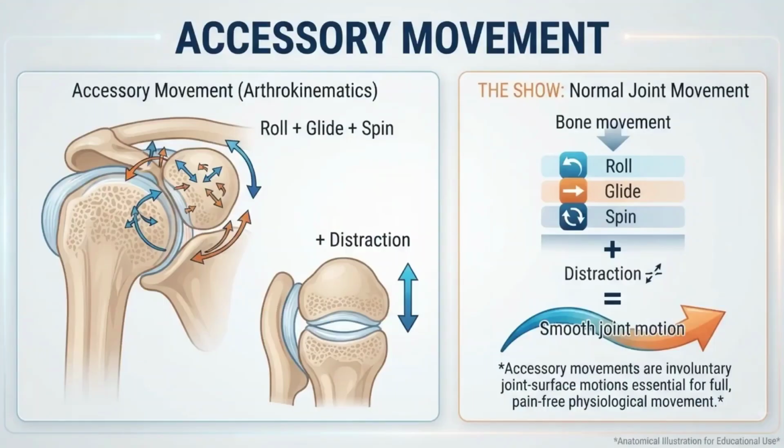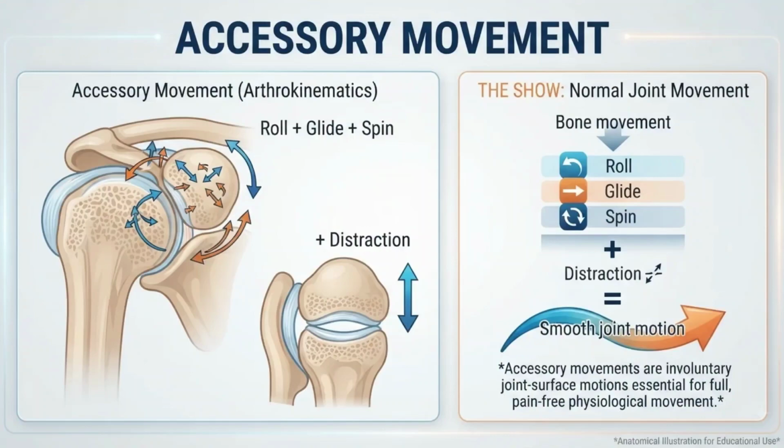Accessory movement is movement between joint surfaces that accompanies normal physiological movement. Roll, glide, spin, and distraction are important examples. These movements may be small and difficult to observe externally, but they are essential to normal joint function. When accessory movement is significantly restricted, physiological movement may also become restricted. This is one reason arthrokinematics is so important in physiotherapy.